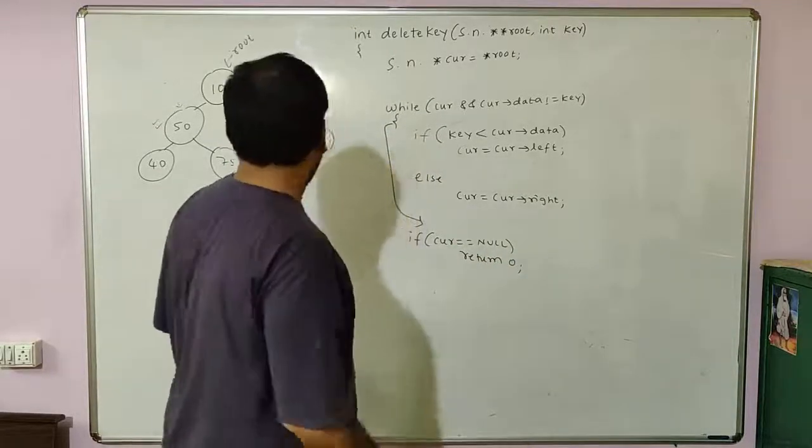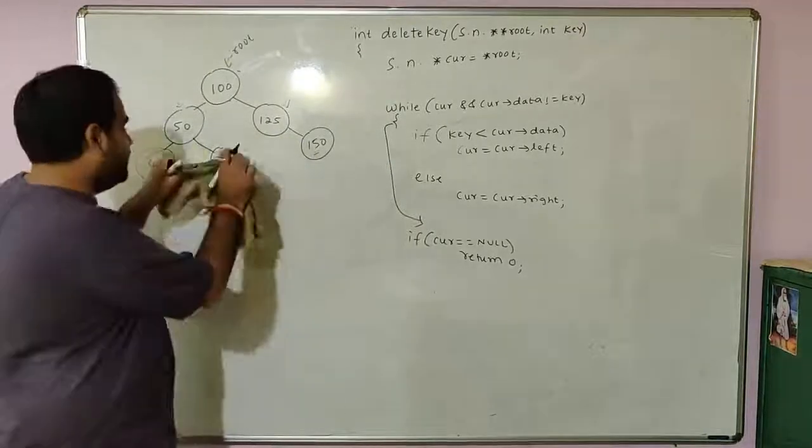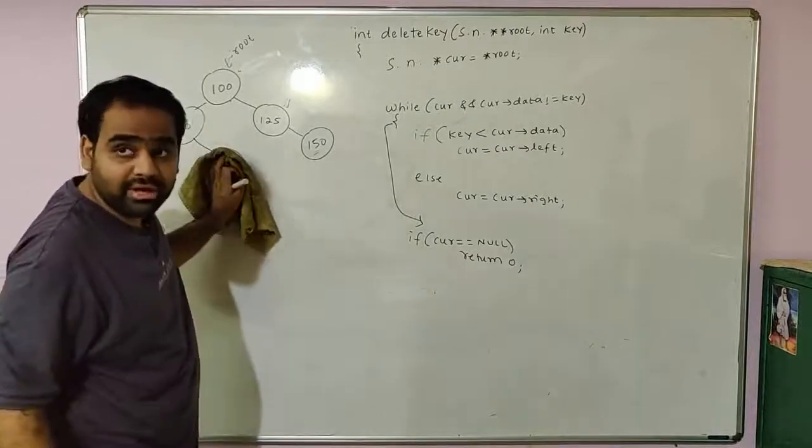Is that okay? Now let us say that we want to delete 75. Now if we delete this 75, the right pointer of 50 should be pointing to null.